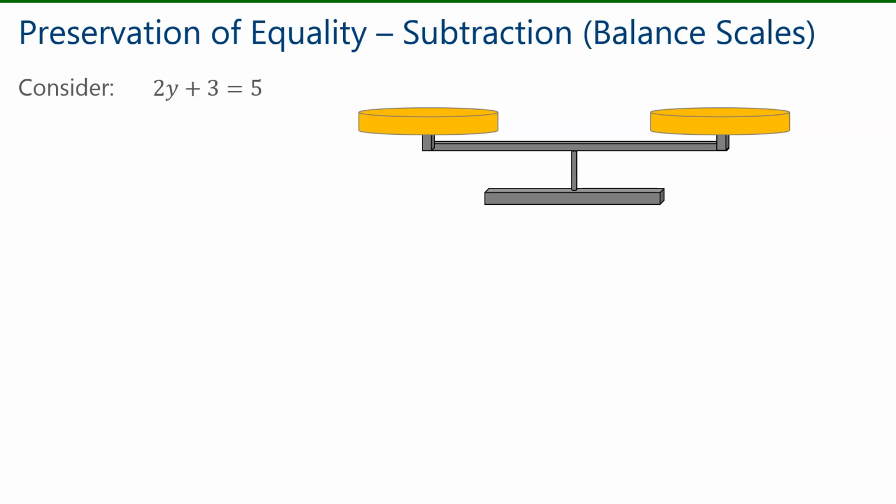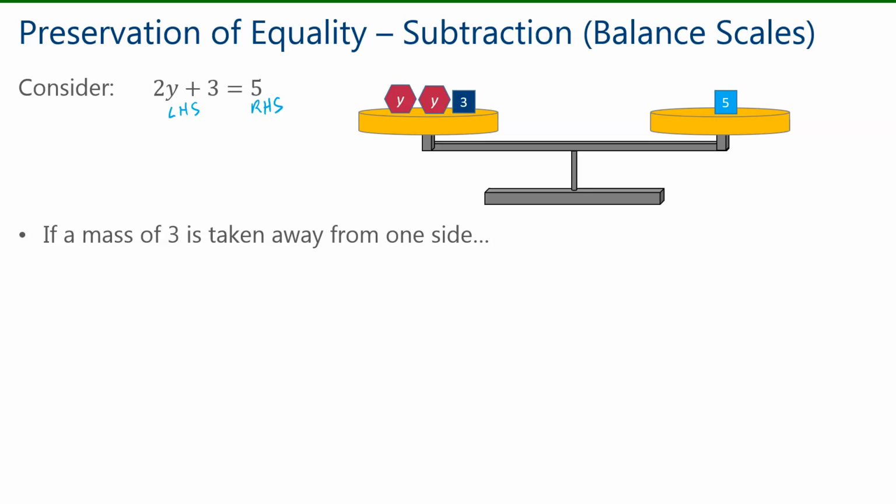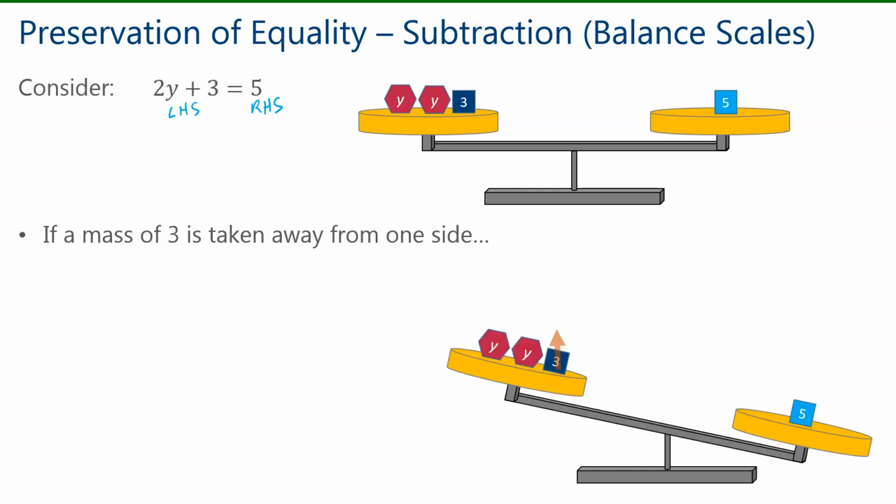Here's a linear equation: 2y plus 3 equals 5. On the left-hand side, we're going to put our 2y plus 3. And on the right-hand side, we have our 5. So my LHS is 2y plus 3, and my RHS is 5. Here we're going to take a mass of 3 away from the left-hand side first. If I take away that mass of 3, I'm just left with 2y.